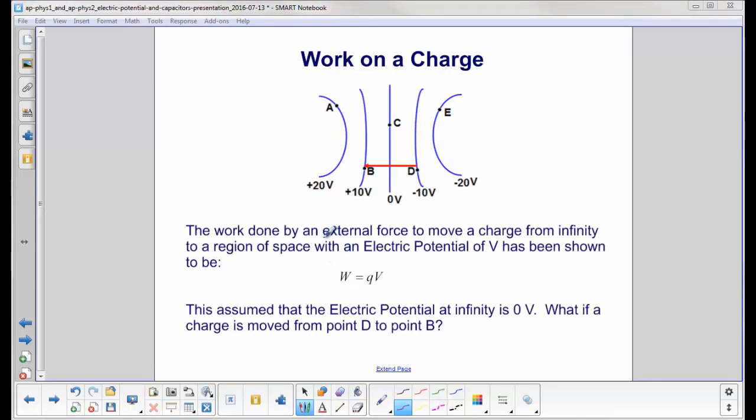The work done by an external force to move a charge from infinity to a region of space with an electric potential of V has been shown to be W equals QV. This assumed that the electric potential at infinity is 0 volts. However, in this case, we have a 0 volts right here. So what happens if we move a charge from point D on the negative 10 volt equipotential line to point B, the equipotential line for plus 10 volts?